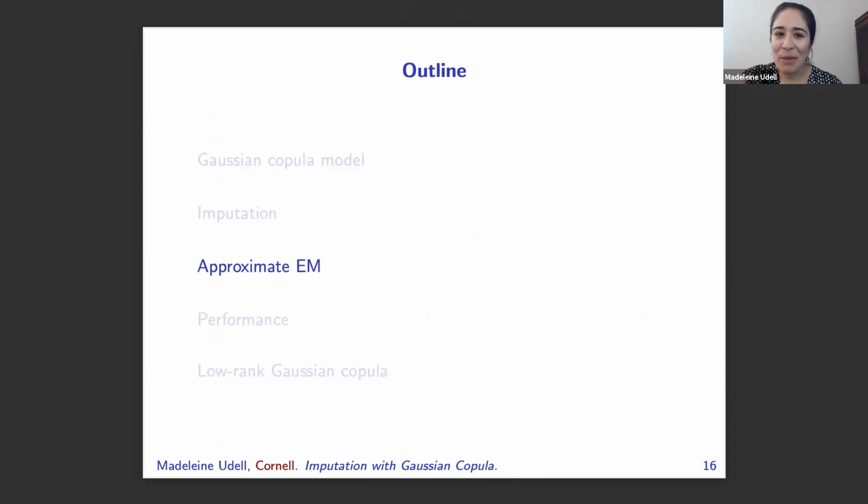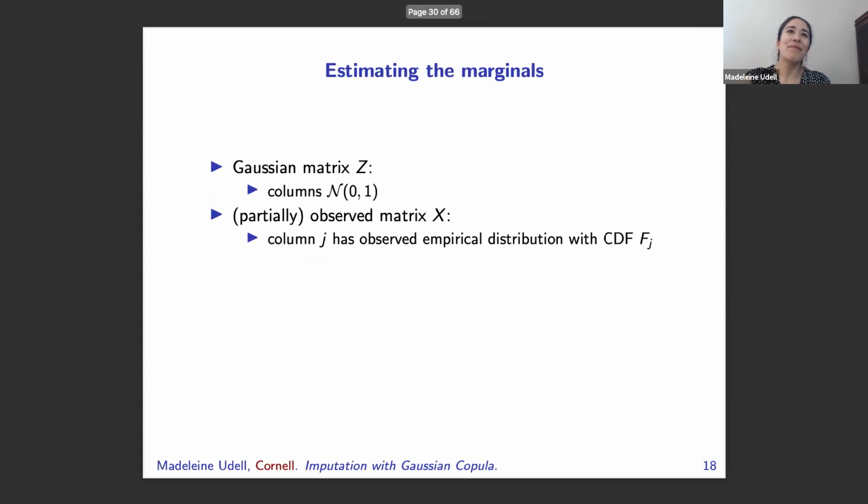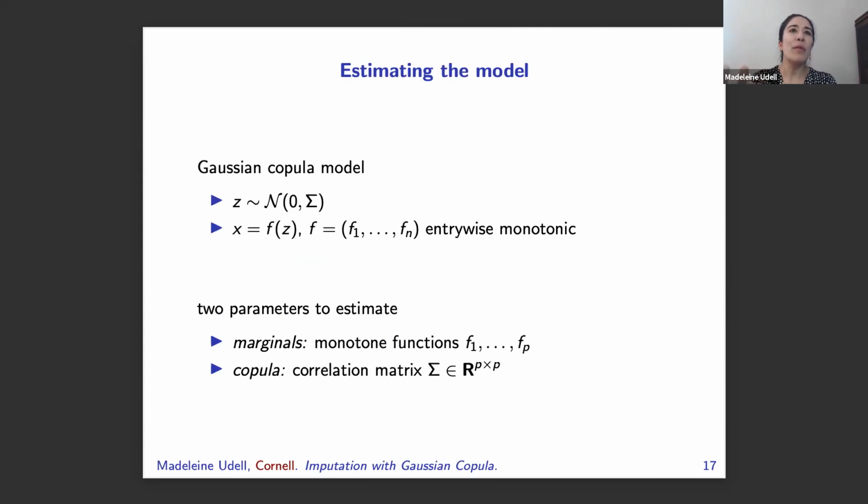How do I estimate the parameters? And I'm going super slow. So I'm going to tell you this in a very hand-wavy way, and I would be very happy to explain it more later, but it's not too complicated. There are 2 parameters to estimate: the marginals and the copula correlation.